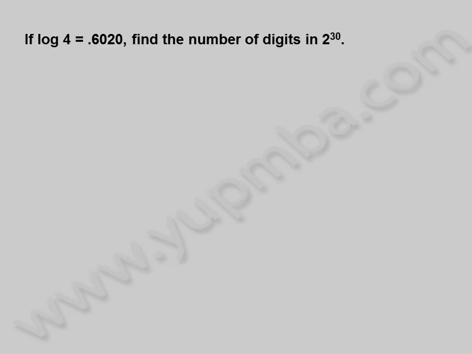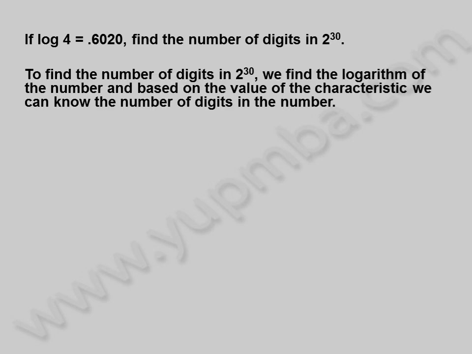If log 4 is equal to 0.6020, find the number of digits in 2 power 30. To find the number of digits in 2 power 30, we find the logarithm of the number, and based on the value of the characteristic we can know the number of digits in the number. We know that 2 power 30 is equal to 4 power 15. So taking log of 4 power 15.